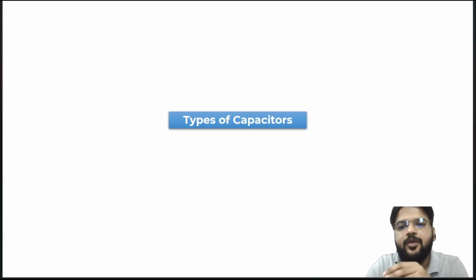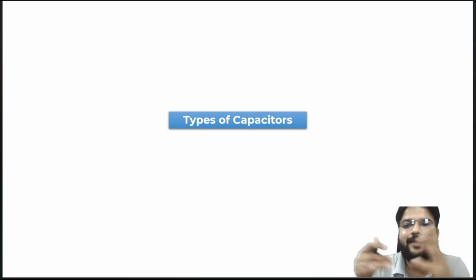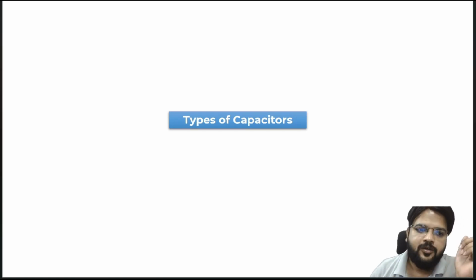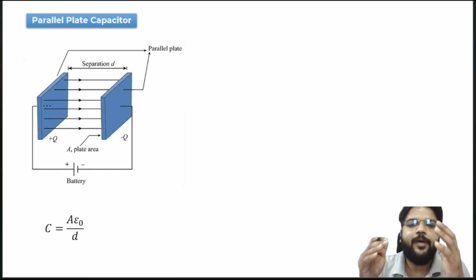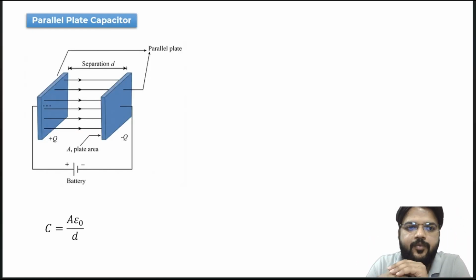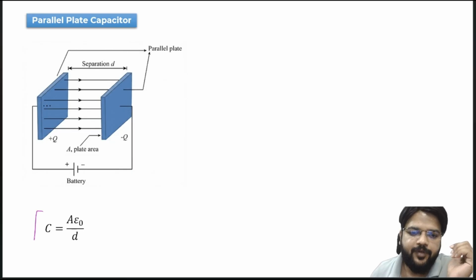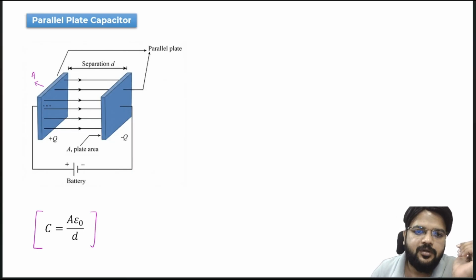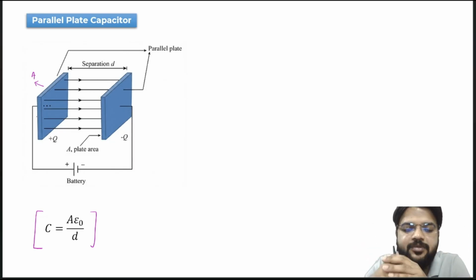Let's see the next slide. Now we will discuss the types of capacitors. First type, everyone, parallel plate capacitor. The capacitance of a parallel plate capacitor can be written as A epsilon naught by D, where A is the area of the plate and D is the separation between the plates, correct?